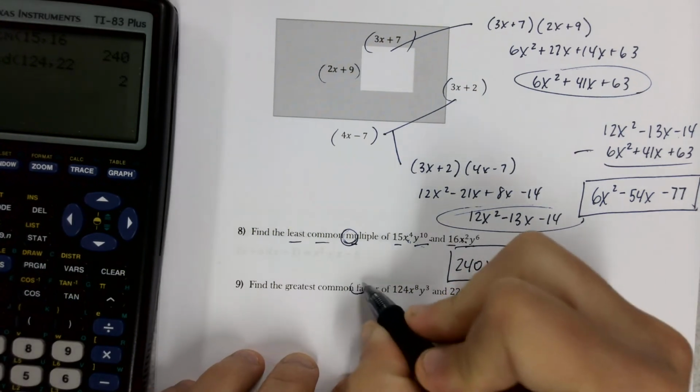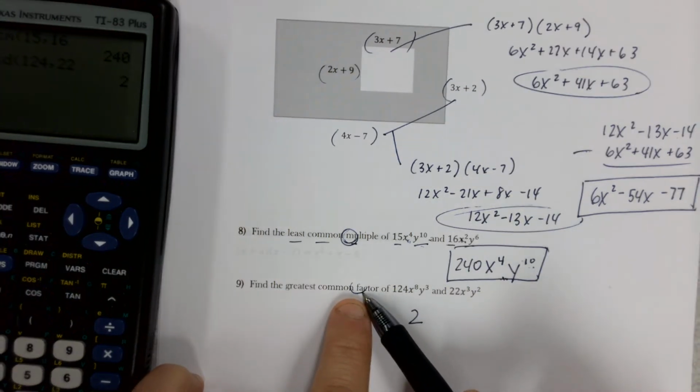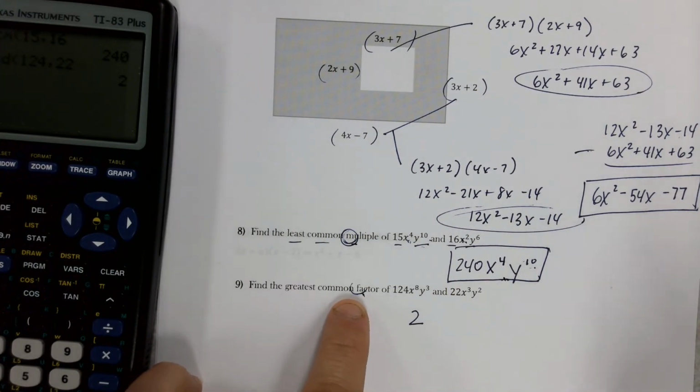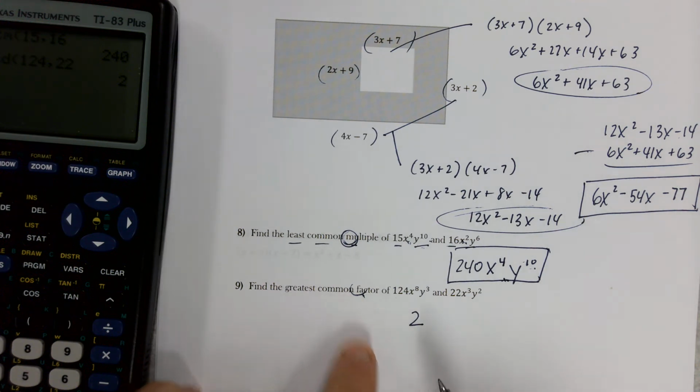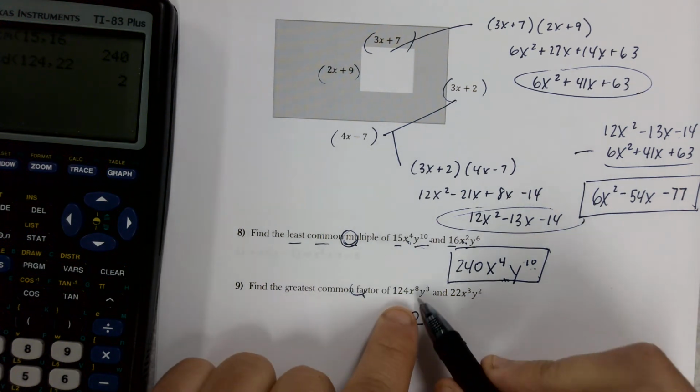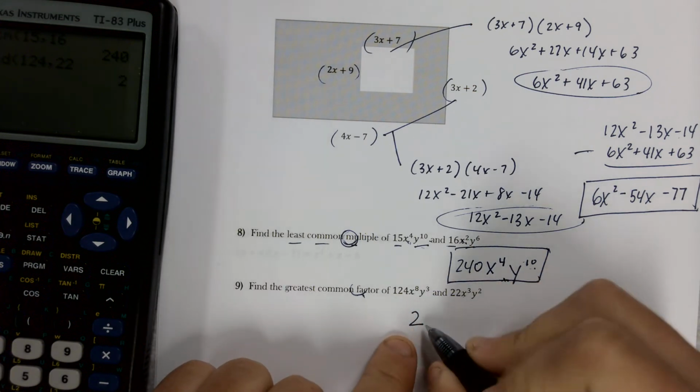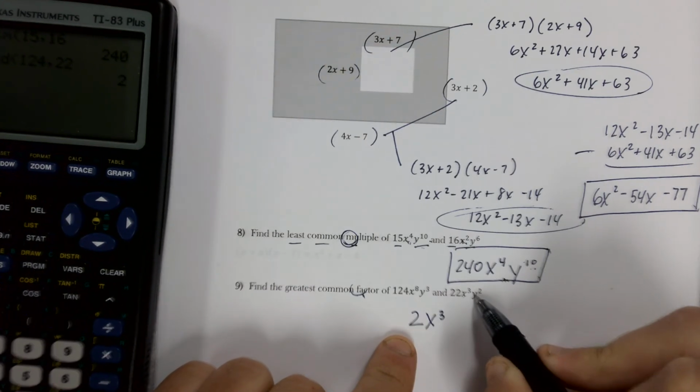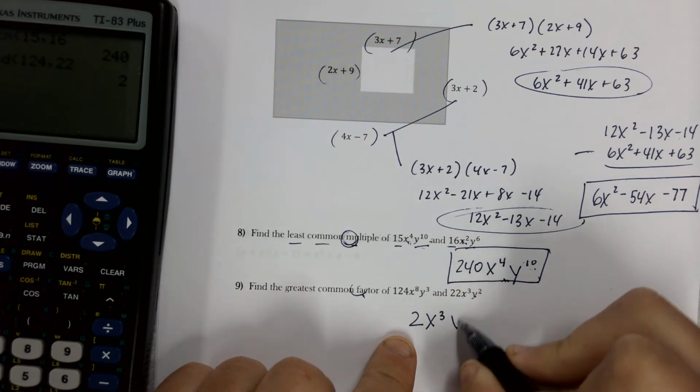And then same thing. The F, I know it stands for factor, but I want you to think of the word fewest when you see that. I need to take the fewest amount of variables. X to the 8th, x to the 3rd. So I need an x to the 3rd. And then what's fewer, y squared or y to the 3rd? Well, that would be y squared.